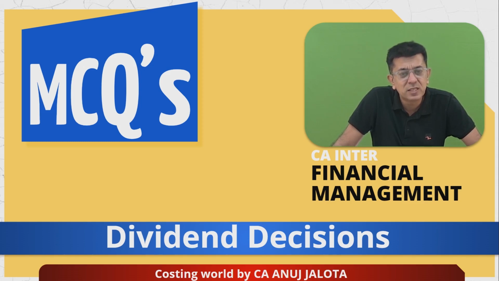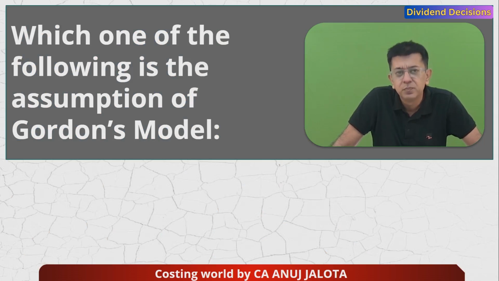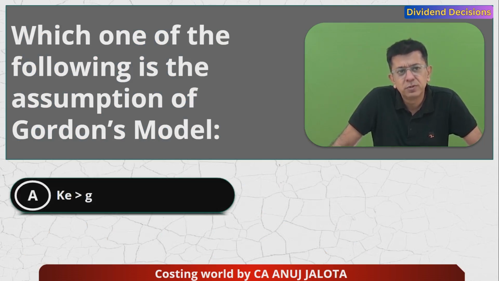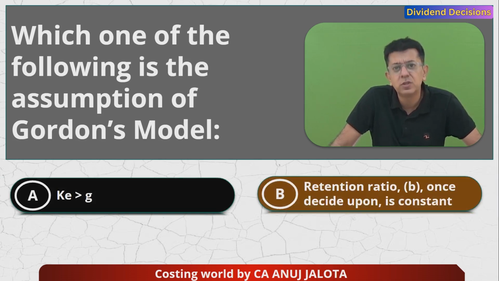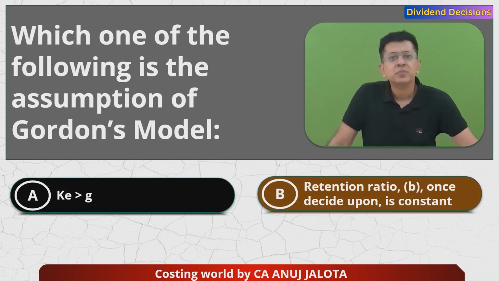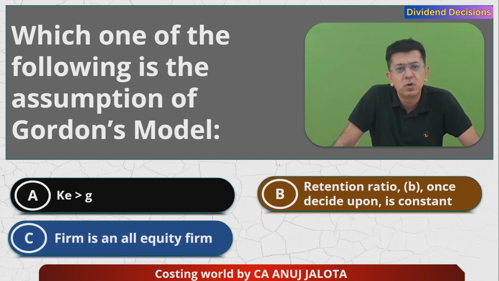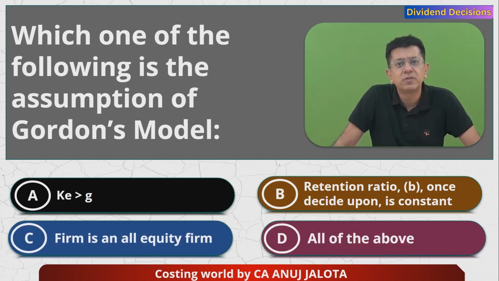With this, let us start it off. Our question for today is, which one of the following is an assumption of Gordon's model? Gordon had made the formula for KE, no? So, first assumption, KE is greater than G. Retention ratio B, once set, is constant. Then, the third one over here, firm is an all equity firm. And lastly, all of the above.